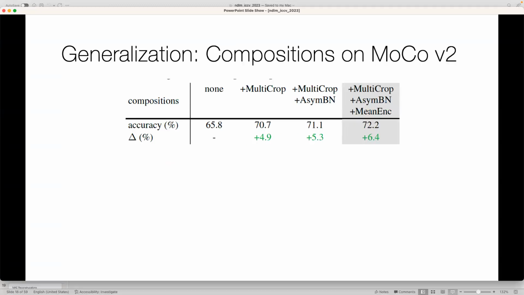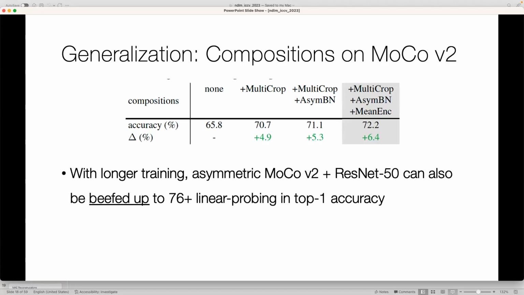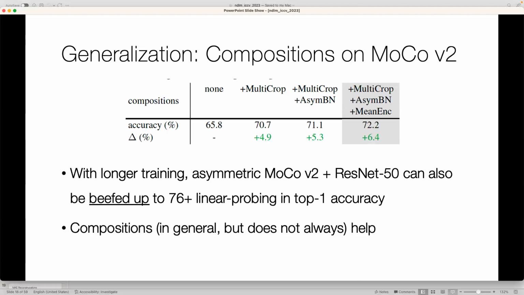And we can do compositions as well, but of course it doesn't always work. So we find with some kinds of compositions, it can beef up the representation learning of MoCo V2 to a really high number back then. In general, composition helps, but it does not always help. So this is just an observation, and it is not 100% correct.